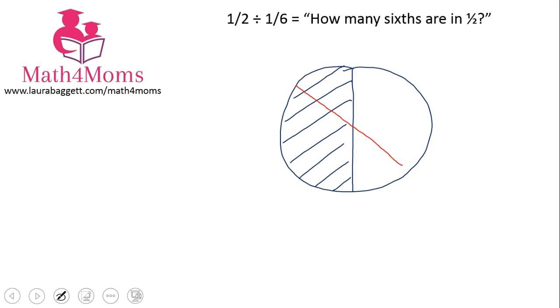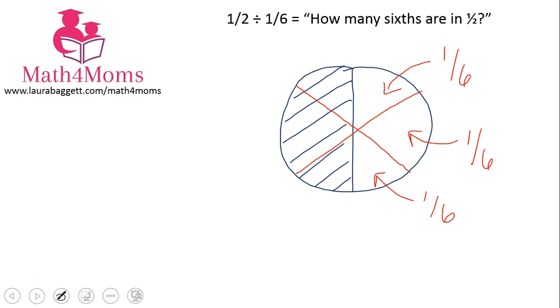So if we divide this a little bit further, then each of these pieces and so forth all the way around, these all represent 1/6 of the whole. So how many of those fit into our half? Well, 1, 2, 3 of them fit in. So how many sixths are in 1/2? 3. So 1/2 divided by 1/6 is equal to 3.